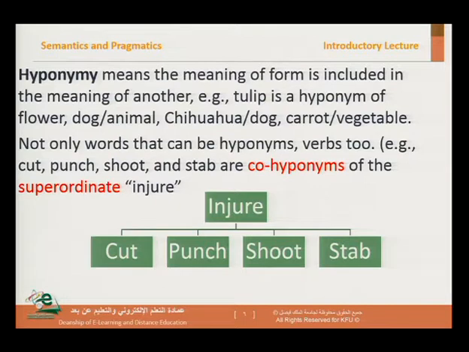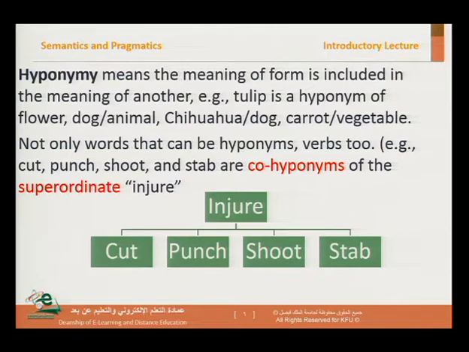Is actually to injure. So injure here is a subordinate, the one on top. Those that come below it, we call them co-hyponyms, because there are many of them. Okay? Every one of these examples is a hyponym of the one on top. So cut is a hyponym of injure. A hyponym of injure. Okay?